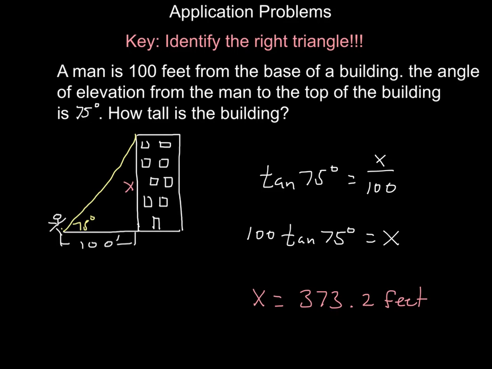To do that, you press your mode button, and you can see degrees or radians. Highlight the one that you need to use. So in this case, because I'm given the angle in degrees, I should be in degree mode. So if you didn't get the 373.2 feet, check your calculator and see if you are in the proper mode. This now concludes the video on right triangle trigonometry.